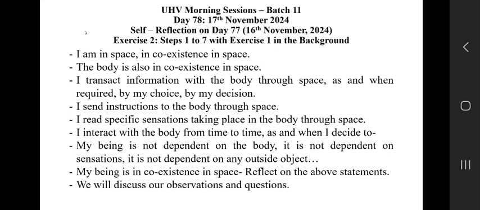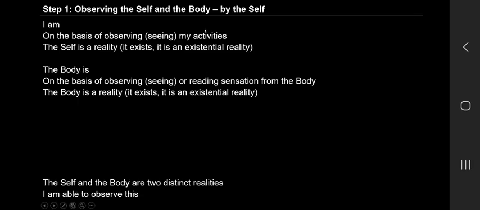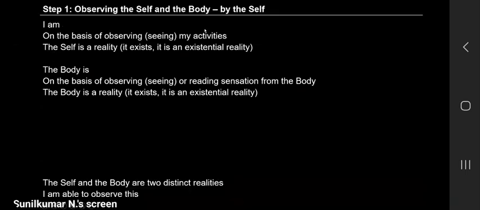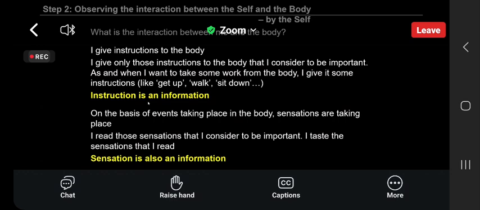So we are trying to see ourself and body as distinct realities in step 1, and in step 2 we are observing interaction between me and the body. Then in step 3 we are observing the decision maker.